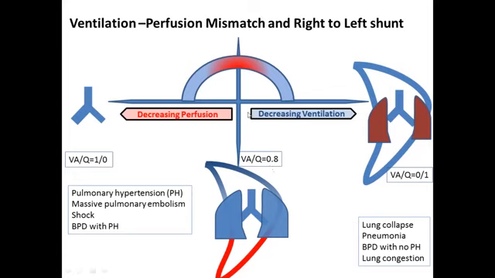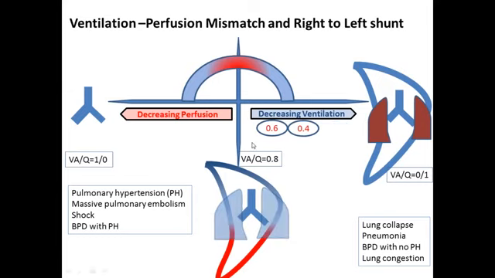Now if the ventilation is decreasing, the ratio between ventilation and perfusion will be gradually decreased, 0.6 to 0.4 to 0.2, and at the end you will have right to left shunt. So the blood coming to the lung and leaving the lung without getting any oxygen. So we have 0 ventilation over 1 perfusion, which is 0. That's incompatible with life. You can't have someone alive with that.